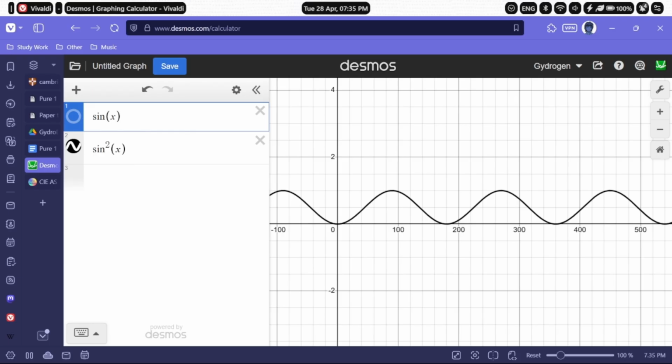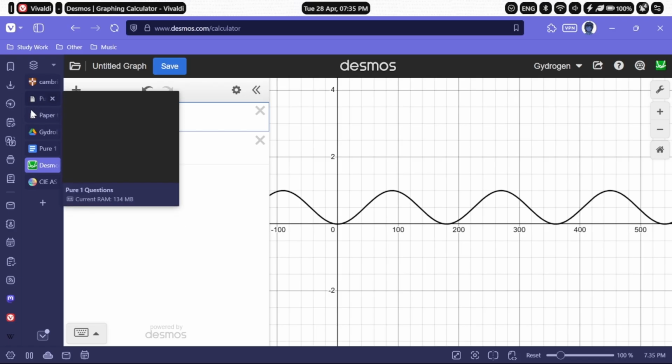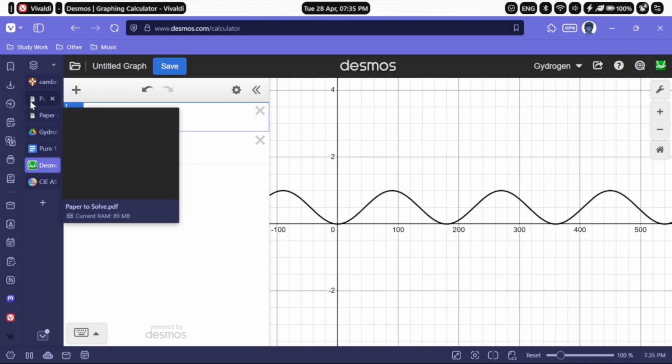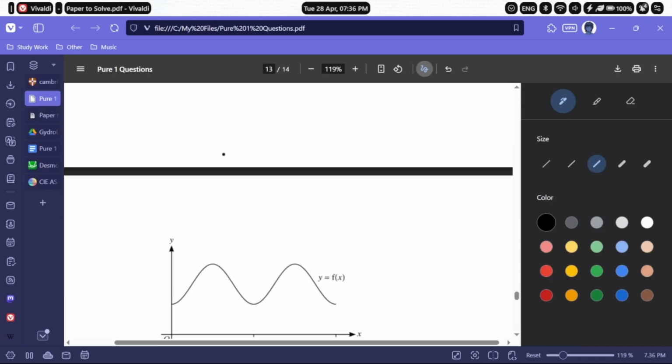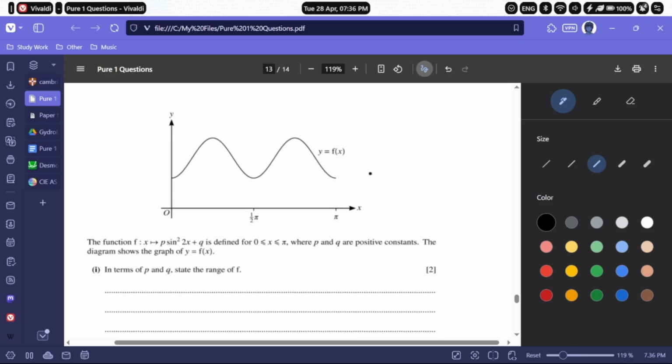Are we supposed to square all x coordinates? No. You're not squaring the x coordinates, you're squaring sine x. So in other words, you can think about it as y is equal to sine x, and then you're doing y square to get the new function. So you're just doing sine square x, not x square. Anyway, let me go through the question now.